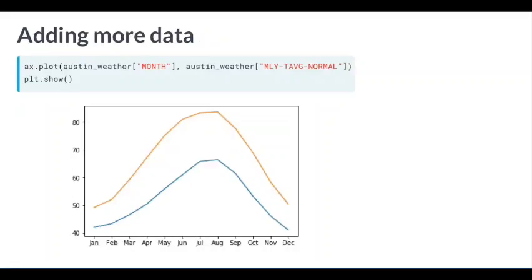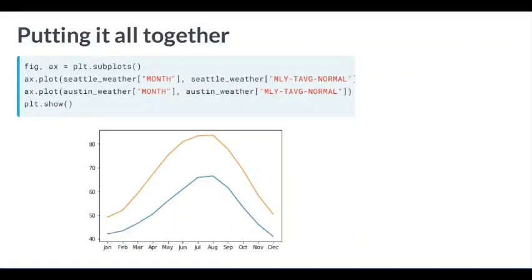For example, we also have a table that stores data about the average temperatures in the city of Austin, Texas. We add these data to the axes by calling the plot method again. Here is what all of the code to create this figure would then look like. First, we create the figure and the axis objects. We call the axis method plot to add first the Seattle temperatures and then the Austin temperatures to the axis. Finally, we ask Matplotlib to show us the figure.